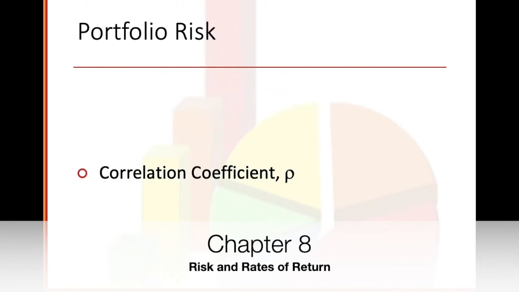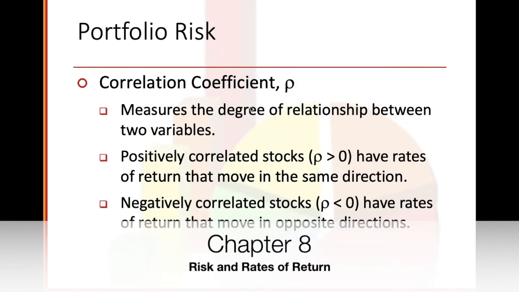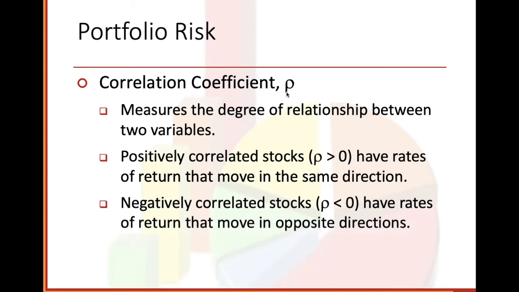So we're looking at risk still: the correlation coefficient. It measures the degree of relationship between two variables. Positively correlated means the correlation coefficient is going to be greater than 0, and the variables have rates of return that move in the same direction. Negatively correlated means the correlation coefficient is going to be less than 0, and the variables have rates of return that move in opposite directions. Okay, remember, greater than 0 is positively correlated, less than 0 is negatively correlated. So those are important. That is taken into account.